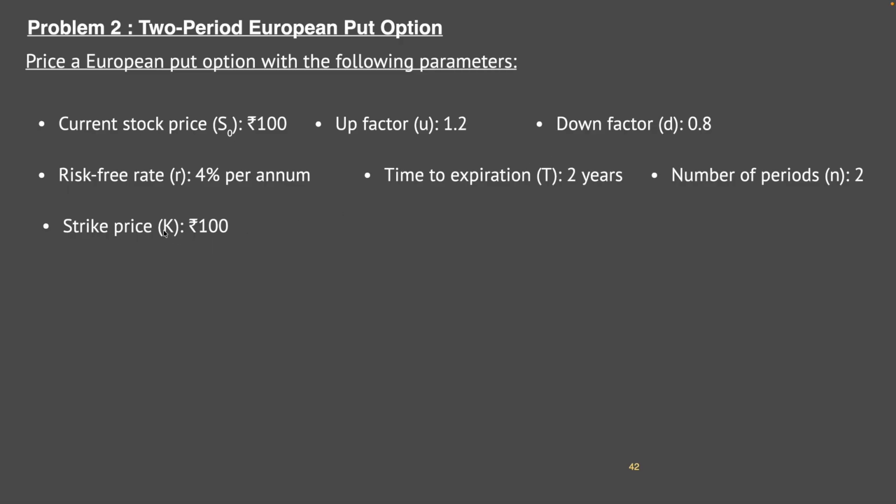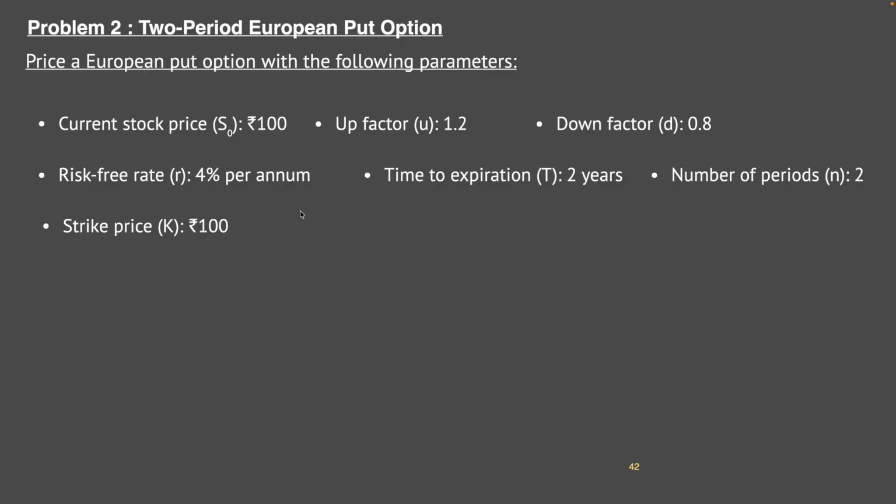What is the strike price K? The strike price is 100. What is the current stock price? 100. So the current stock price and the strike price are equal. Hence, you can generally say it is an at the money option. Whenever the current stock price and the strike price are equal, then you call the option an at the money option.